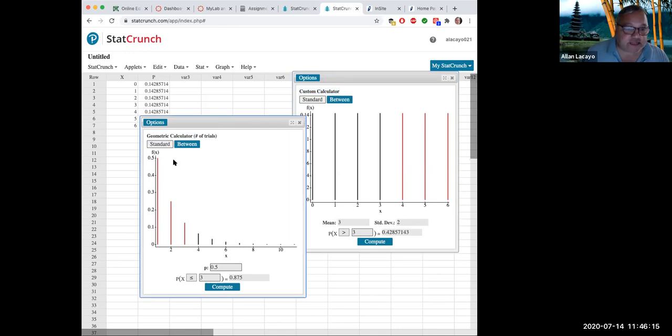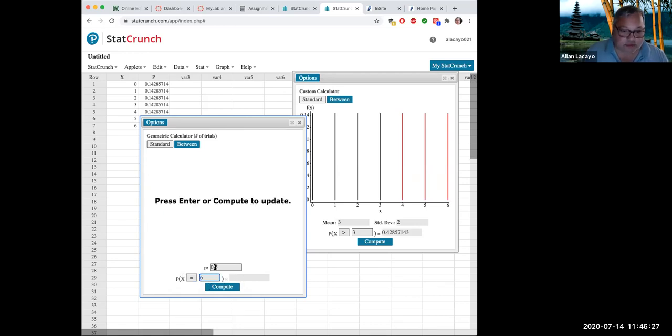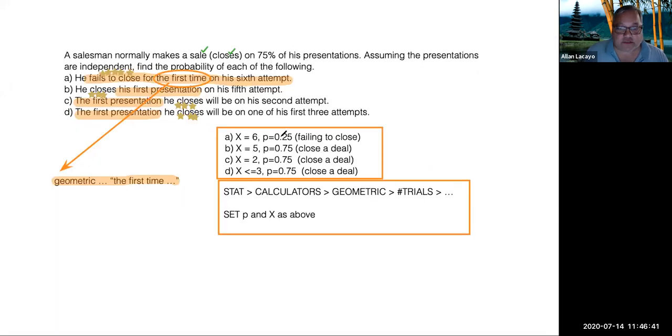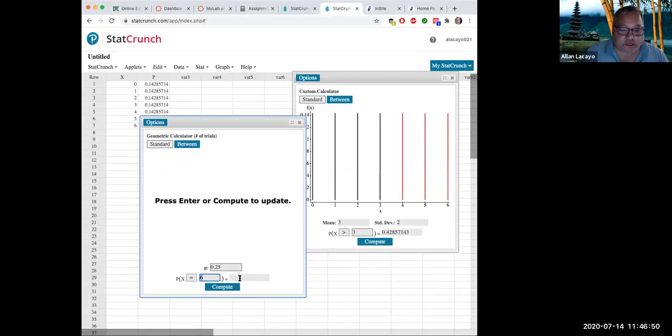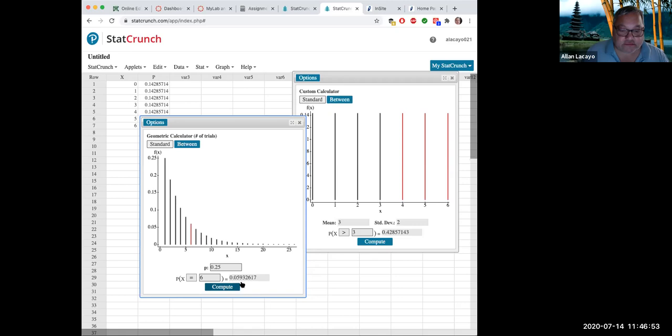So what I'm going to do with this geometric calculator, so notice how it's called geometric, that's how you distinguish it from the custom and from every other calculator, is we're going to use it in standard mode, and we're going to set this equal to whatever our problem asked us to set it equal to. So I'm going to set this equal to 6. And the probability of not closing a deal is 0.25. And the reason I set this equal to 6 is because in the whiteboard, x equals 6 and p equals 0.25. So I'm working on part A here, on the part A computation. And the answer to that is almost 6%, 0.0593.